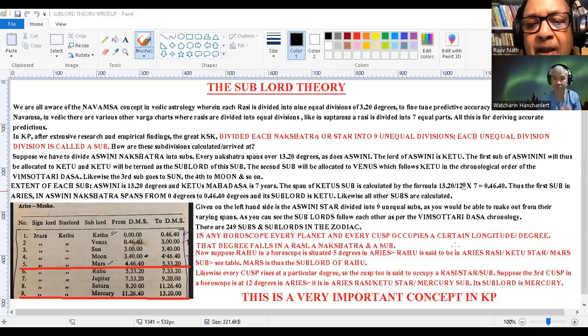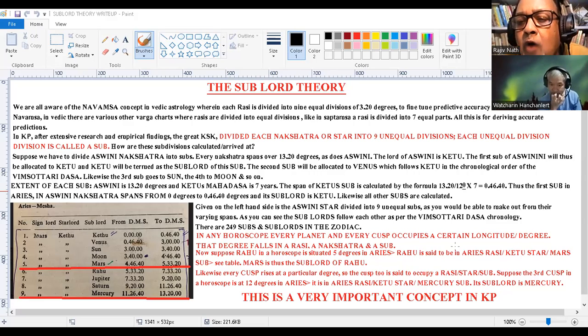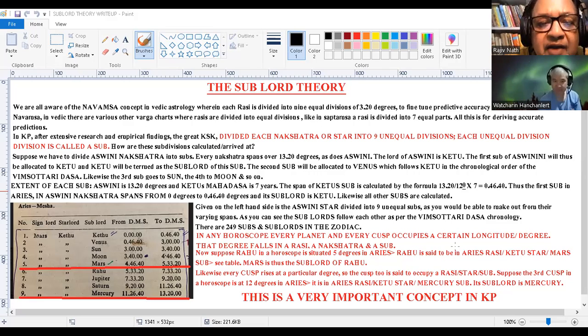In any horoscope, every planet and every cusp occupies a certain longitude or degree. That degree falls in a Rashi, in a Nakshatra, and in a Sub. Suppose you come across a horoscope where Rahu, underlined in red, is situated at 5 degrees in Aries. Rahu is said to be in Aries Rashi, Ketu star, and Mars sub. So the sub lord of Rahu is Mars, as per the table.